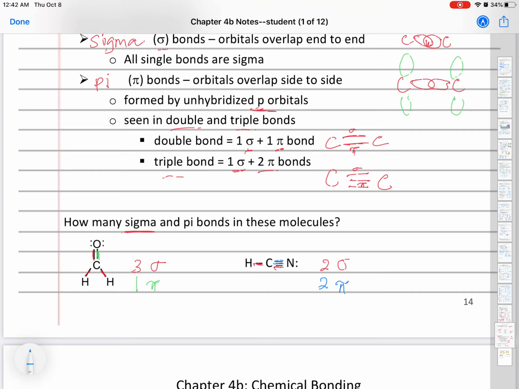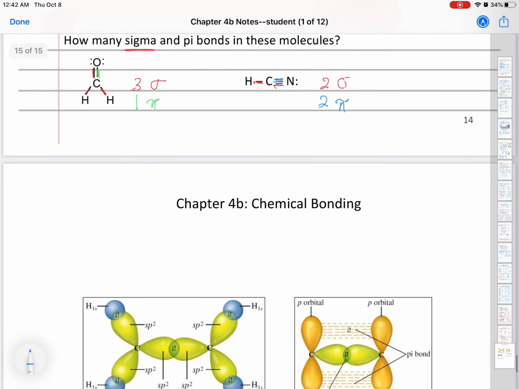So I could give you a relatively much larger molecule, and just ask you how many sigma and pi bonds are there in here, and you should count all of the single bonds as sigma, and one each of the double and triple bonds as sigma.